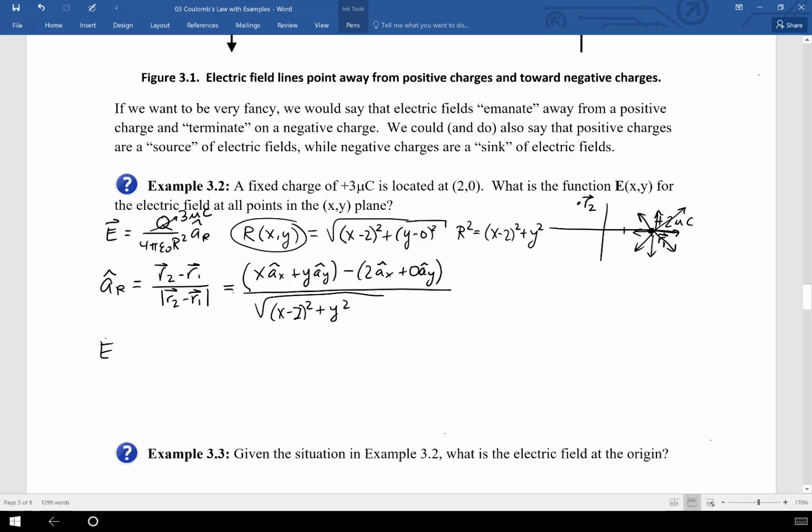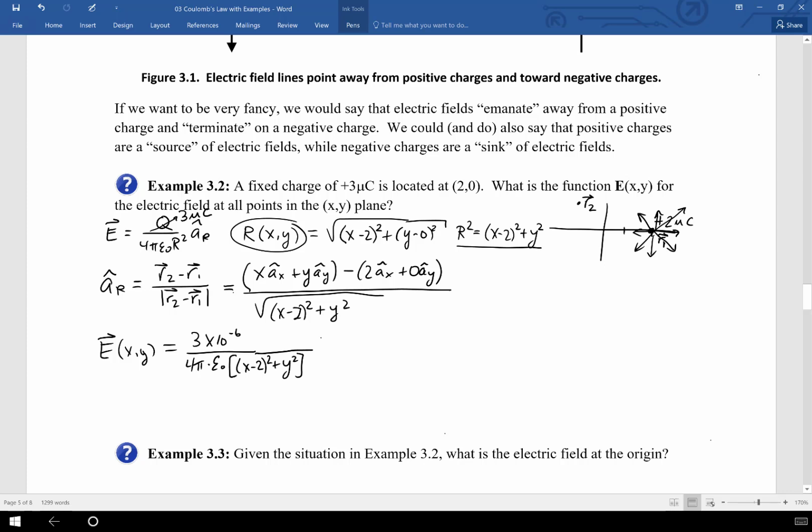Well, let's go ahead and finish this up. E, by the way, is a function of x and y. This is going to be equal to Q, 3 times 10 to the minus 6th. And I'm going to omit the units because I'm going to keep the units consistent, but if I were using anything other than coulombs, newtons, and meters, I would absolutely include the units as well. So I have 4 pi times epsilon 0, which is 8.854 times 10 to the minus 12th. And then that's going to be multiplied by r squared. Well, r squared we found over here is this quantity, so this is (x minus 2) squared plus y squared.